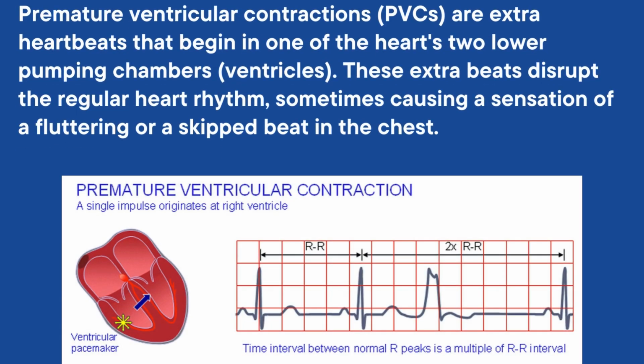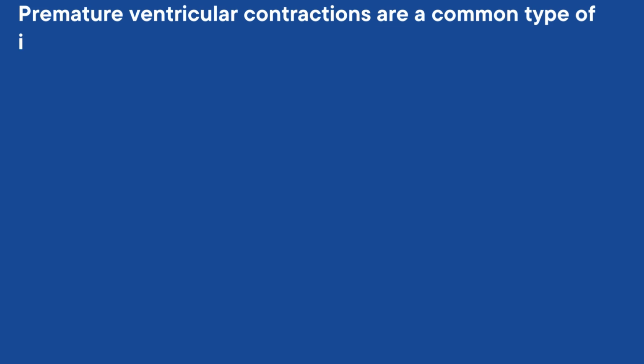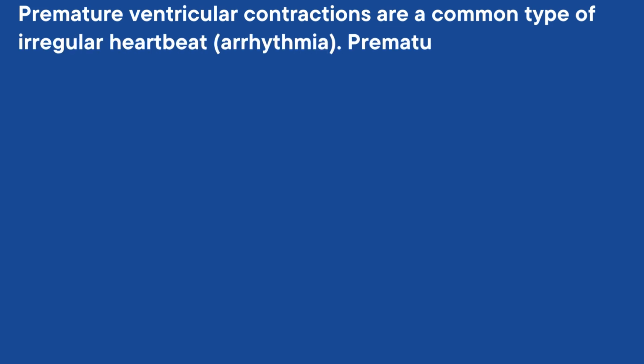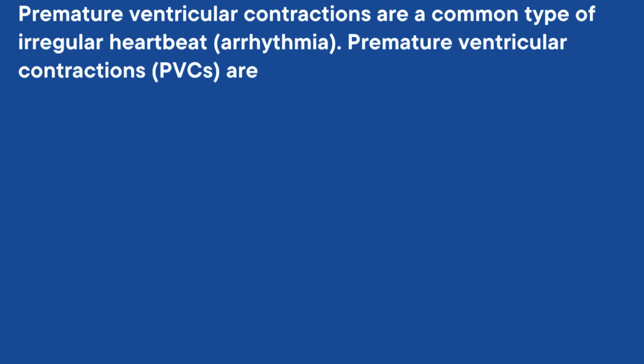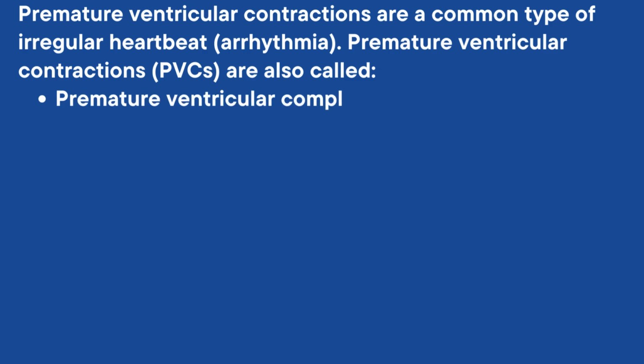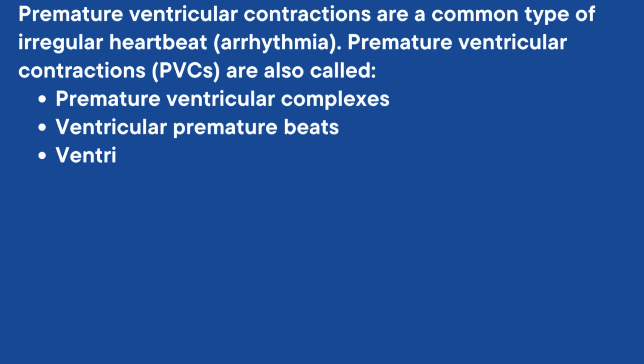Premature ventricular contractions are extra heartbeats that begin in one of the heart's two lower pumping chambers, that is ventricles. These extra beats disrupt the regular heart rhythm, sometimes causing a sensation of a fluttering or a skipped beat in the chest. Premature ventricular contractions are a common type of irregular heartbeat, that is arrhythmia. They are also called premature ventricular complexes, ventricular premature beats, or ventricular extrasystole.